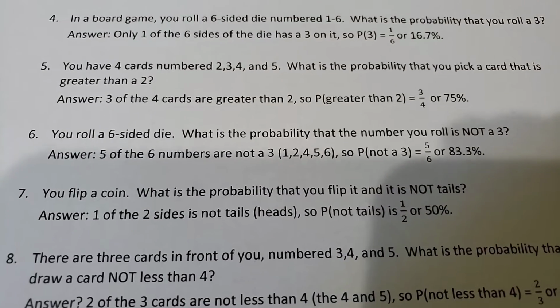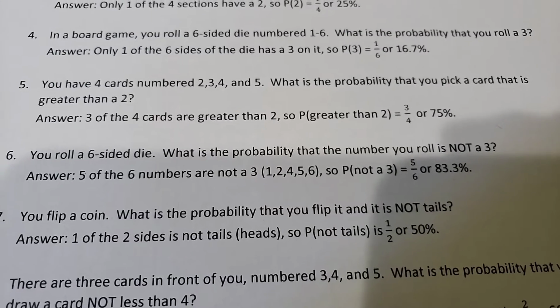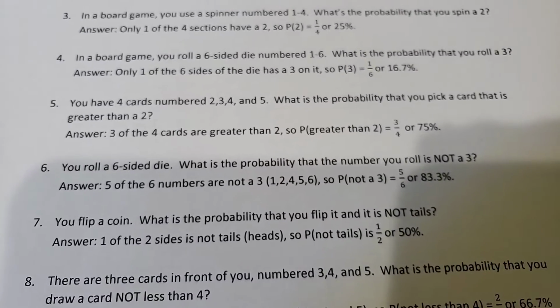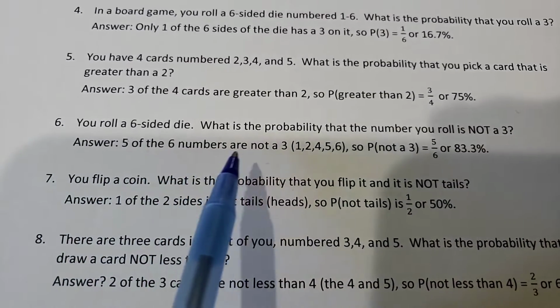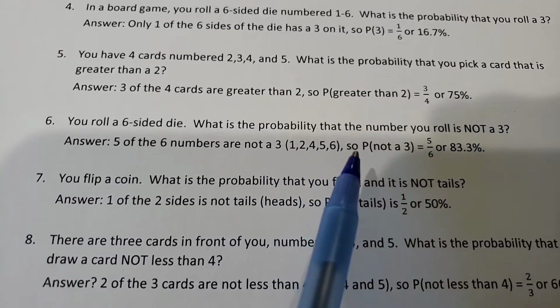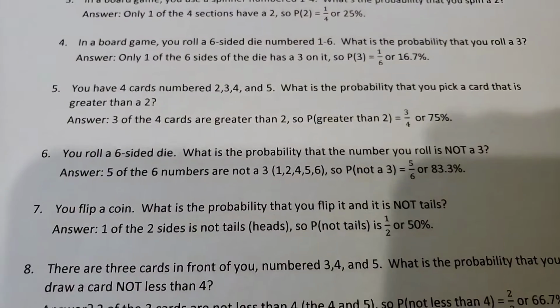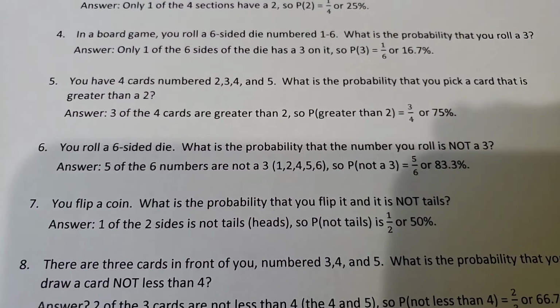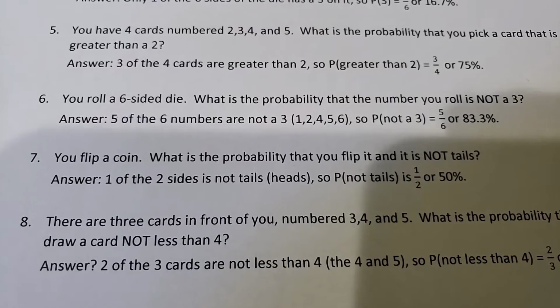Number 6: you roll a 6-sided die, or normal dice again. What's the probability that the number you roll is not a 3? Well, 5 out of the 6 numbers are not a 3: 1, 2, 4, 5, and 6. So the probability of not getting a 3 is 5 out of 6, or 83.3333 forever, or 83.3% once we round it.